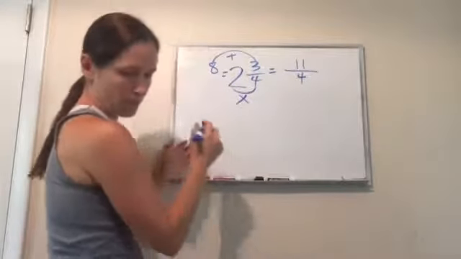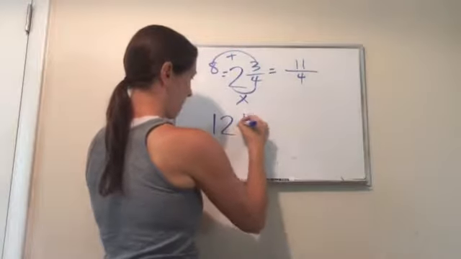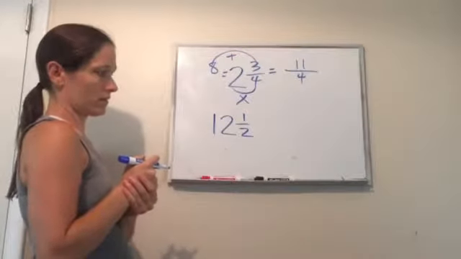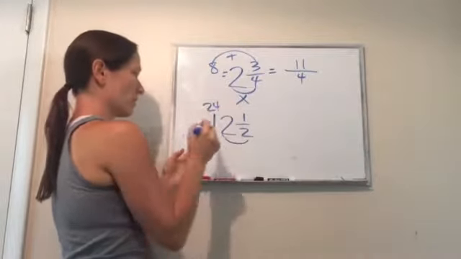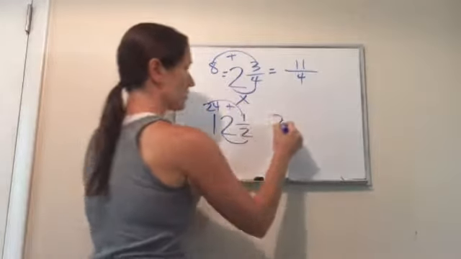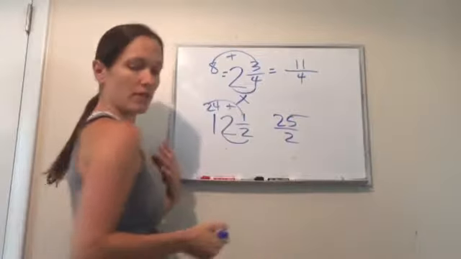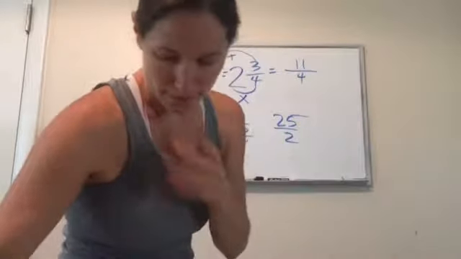Let's try one more. 2 times 12, which is 24, plus 1 is 25 over 2. 25 over 2. Very good. You got this. No problem at all. All right. Last thing.